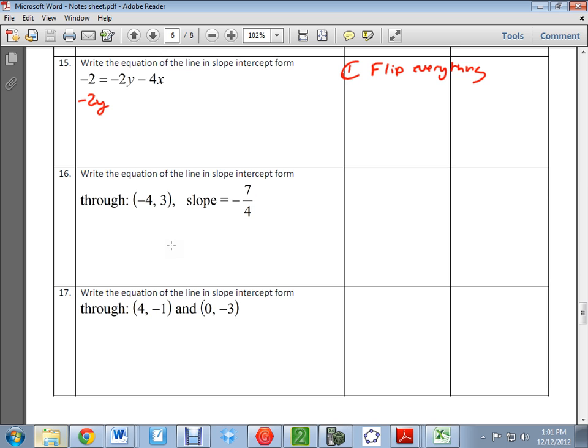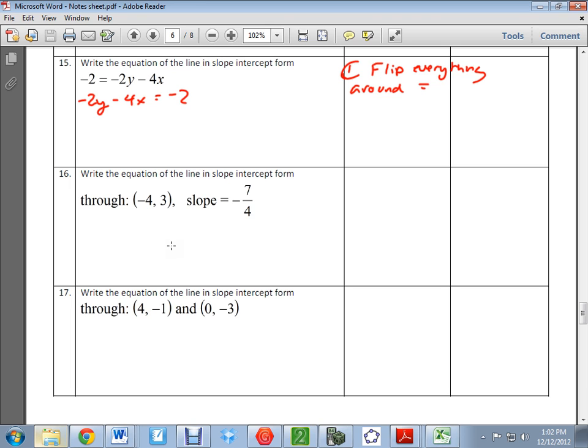I'm just going to simply rearrange the entire equation, leaving everything exactly as it is. Rearranging it by saying I'm going to put the negative 2y minus 4x on the left side and negative 2 on the right side. That's one way you could just flip it around the equal sign. That's one way that you could do it.